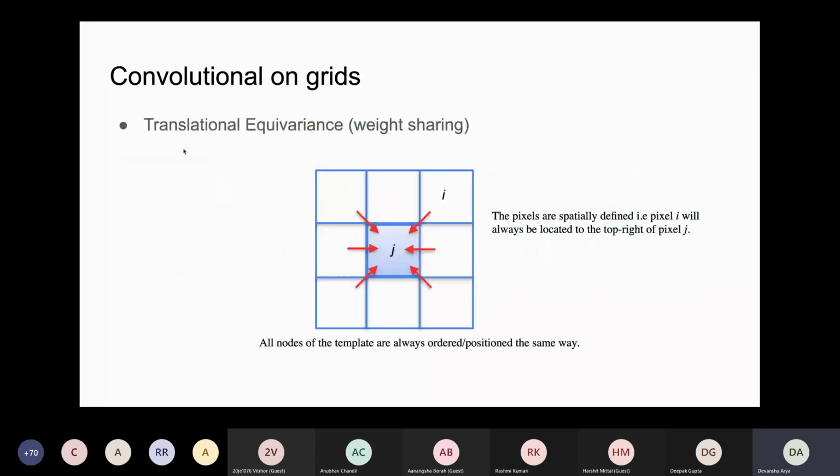What happens especially in 2D grids is you have a pixel, let's say the ith pixel, and you have a jth pixel. You can pass information from the ith pixel to the jth pixel, and this passing of information can be structured spatially. That is, for the jth pixel, the information will be passed from the rightmost, top rightmost, bottom rightmost, and the uppermost and the lowermost pixels. All nodes of this template or filter are always ordered or positioned in the same way wherever it is. That is why convolution on grids is translational equivariant.